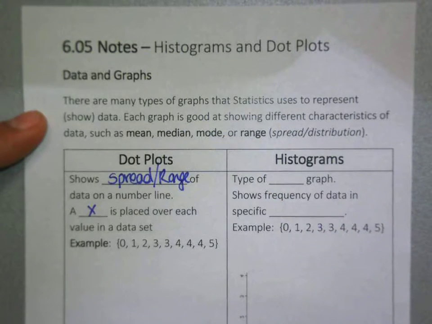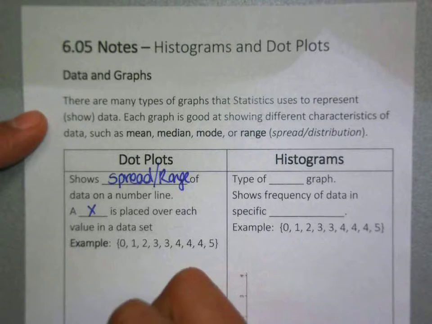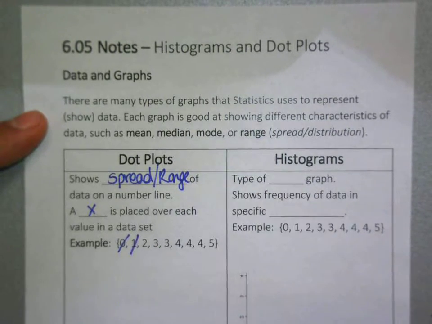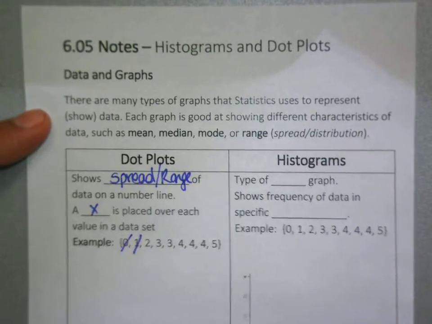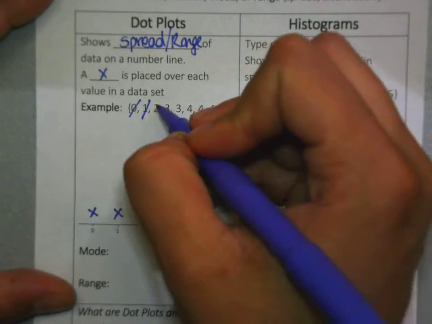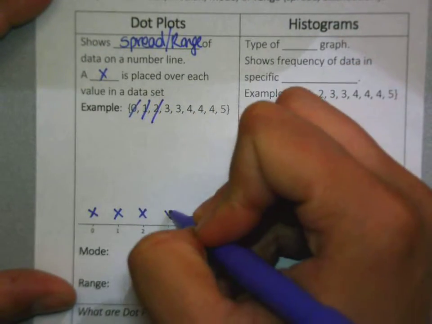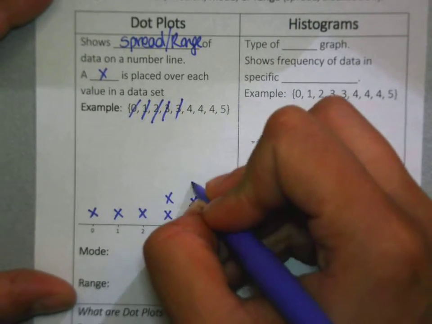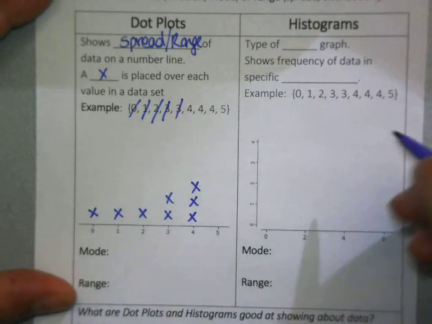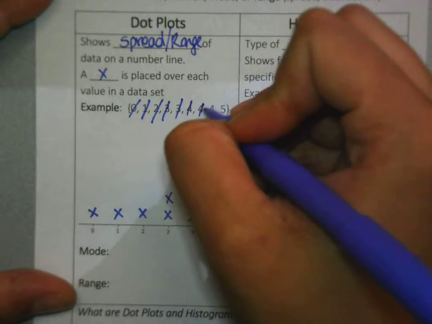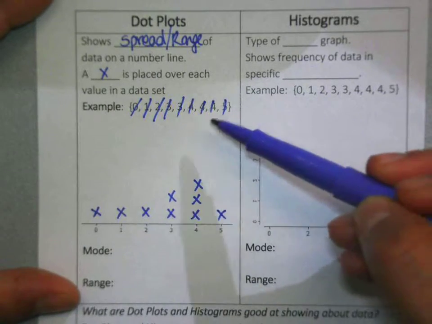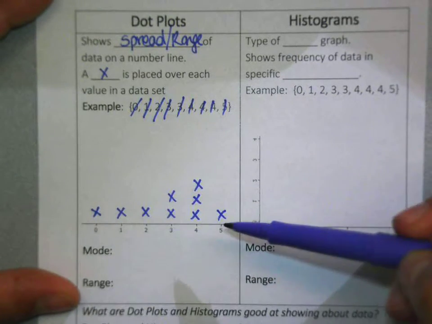An X is placed over each value in a data set to represent that value. So I'm going to put an X over 0 because there's one of them, an X over 1 because there's one of them, an X over 2 because there is one of them, 2 X's over 3, 3 X's over 4 because there are 3 4s, and 1 X over 5. You'll notice that I ticked off each one as I graphed it on my graph.